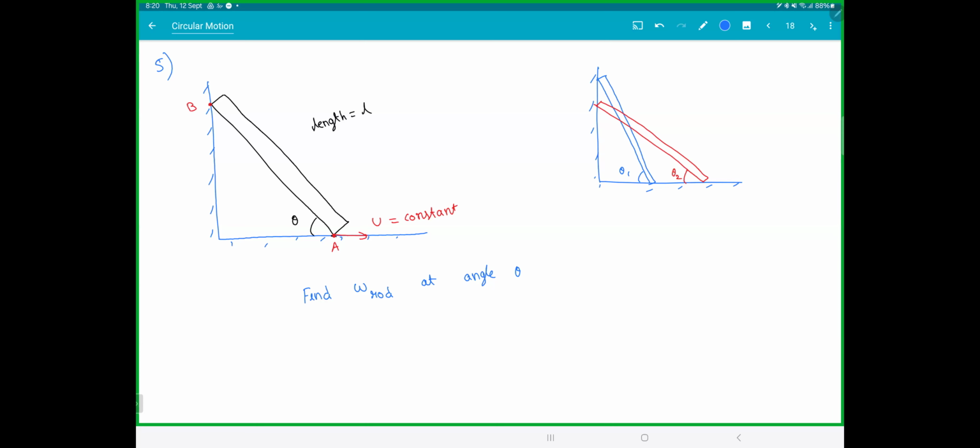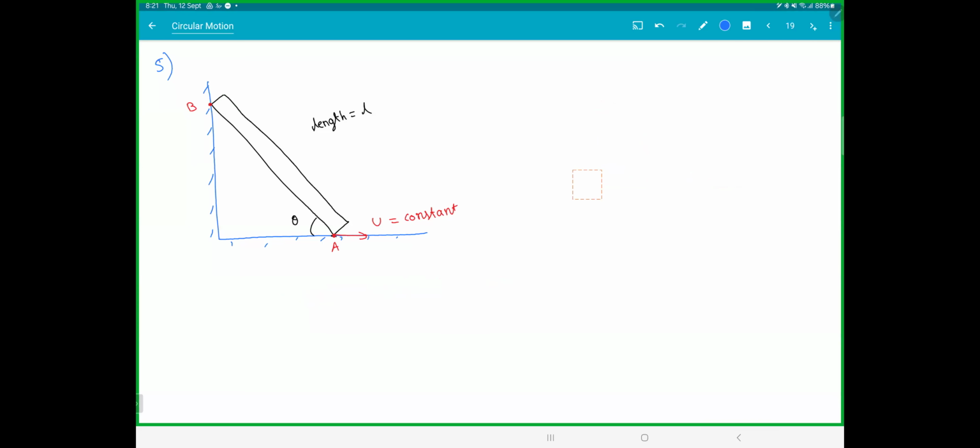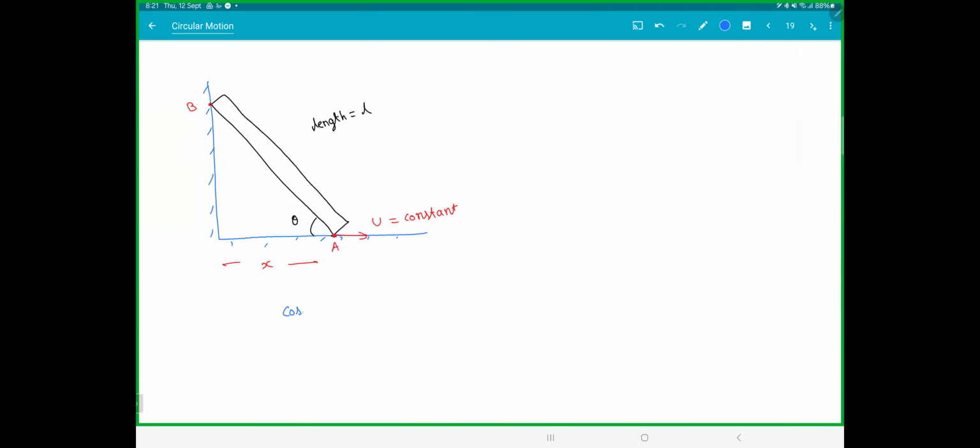There are two ways to do it. The first thing, let this distance be x. We can clearly see cos theta is equal to x by L. Differentiate. Just understand one thing. The moment I said omega, I want d theta by dt. So you need to differentiate. That is the idea there.